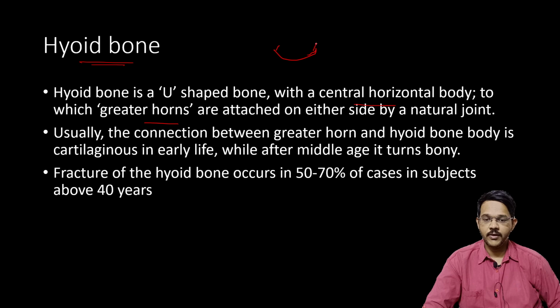The greater horns are present at the ends of the bone, attached to either side of the body by a joint. Usually, the connection between the greater horn and the hyoid body is cartilaginous in early life, and it becomes ossified in middle age. Fracture of the hyoid bone occurs in 50 to 70% of cases of mechanical asphyxia, and is usually seen above 40 years, when the cartilage between the greater horn and the hyoid body becomes ossified.